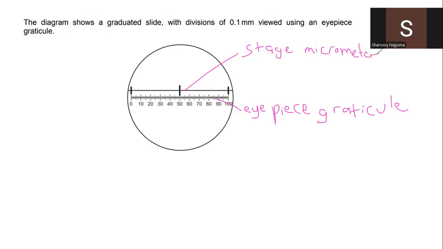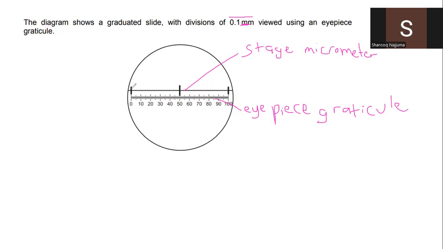So when I look at this, one of the things I can easily do is first of all to calibrate the eyepiece graticule using that stage micrometer, which is well superimposed with the eyepiece graticule. They have told us that the diagram shows a graduated slide with divisions of 0.1 millimeters. Whenever I see divisions that they mention with units, I know these divisions are for the stage micrometer, because it's the one that usually has units all calibrated already. So I know each division is 0.1 millimeters.